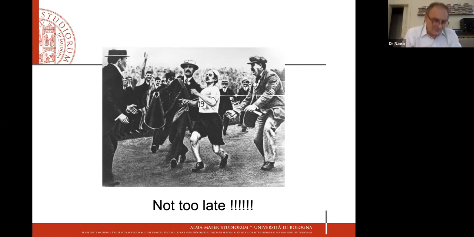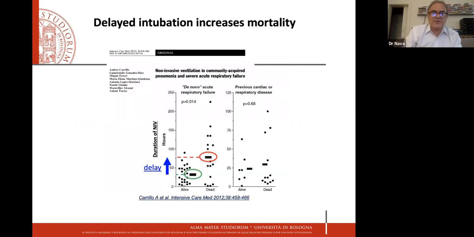This is a real story. This is an Italian marathon athlete, Dorando Petri, in the Olympics at the beginning of the last century. This guy arrived first, and then he just collapsed before the finish line. And these two guys helped him to pass the finish line. And the poor Dorando Petri was disqualified. So never be too late.